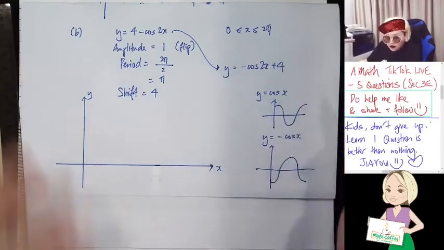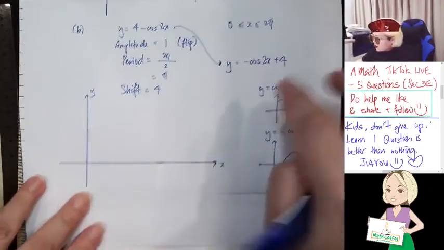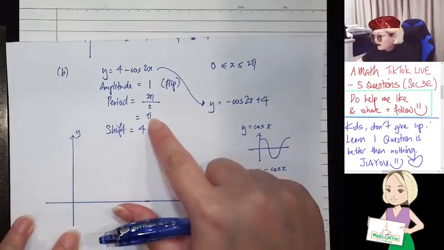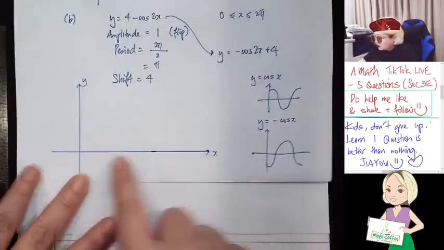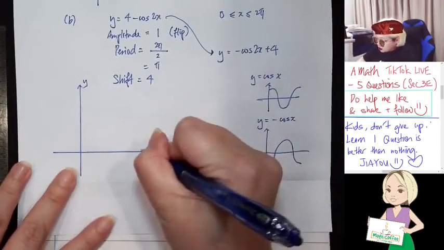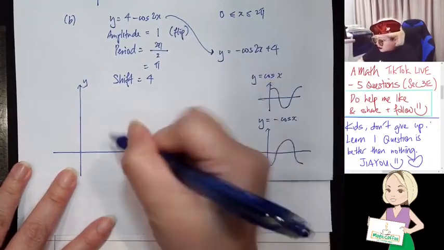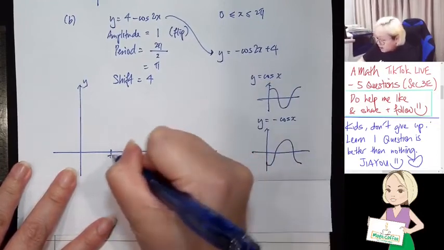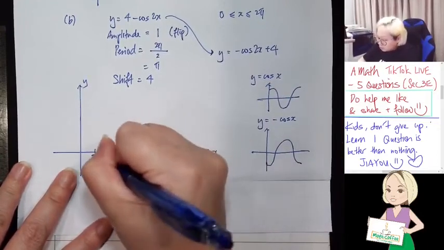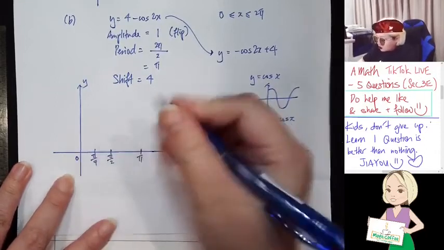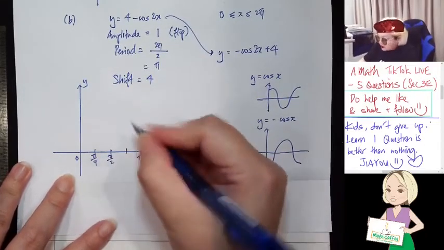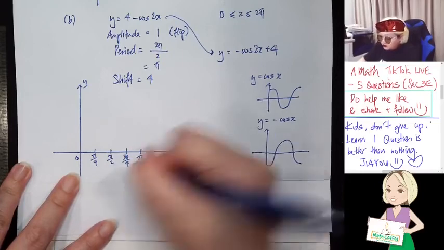Okay, so now let's continue. My one cycle is pi, and they asked me to draw to 2 pi. So I know I need to draw 2 cycles. So I'm going to draw pi first. Pi, cut, divide by 2, pi over 2, divide by 2, pi over 4, 0. This one, the interval is the same as the previous, so I no need to repeat already.